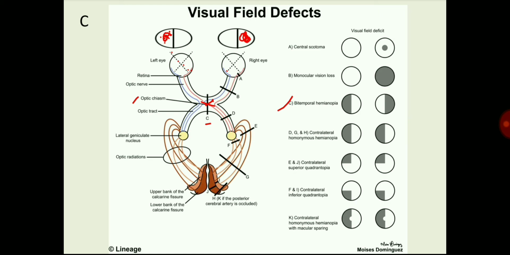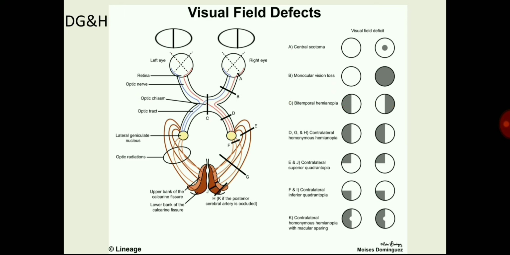or you can also call it tunnel vision, because only this central portion of the visual field is normal. So it is also known as tunnel vision or bitemporal heteronymous hemianopia. It is heteronymous, as the left half of the left eye is affected and the right half of the right eye is affected. So it is bitemporal heteronymous hemianopia.